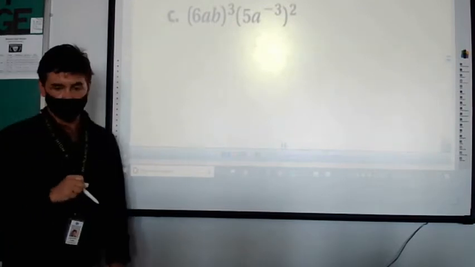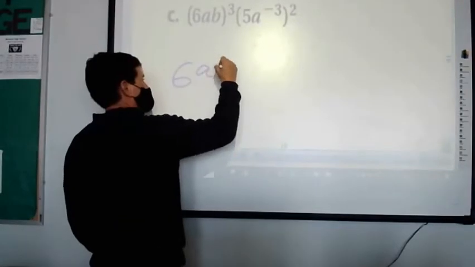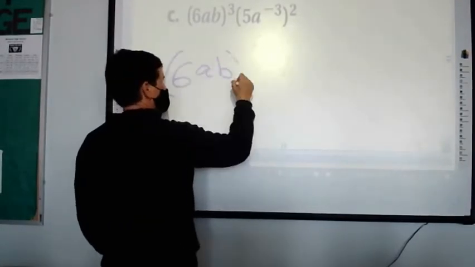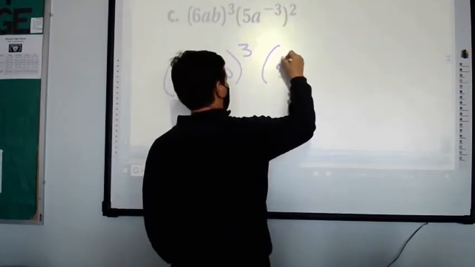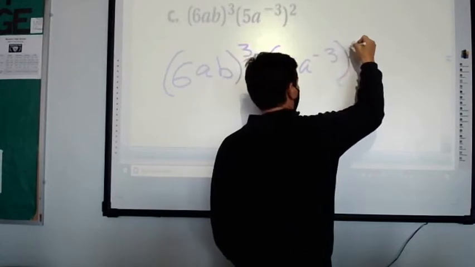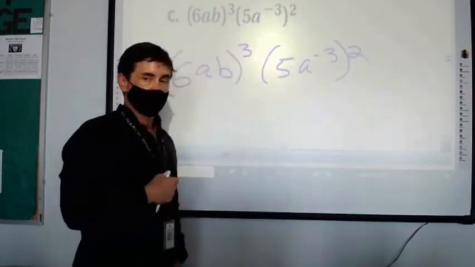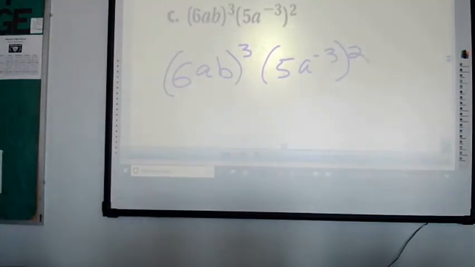Look at that beaut. Write that sucker down. 6ab raised to the 3rd power times the quantity 5a to the negative 3rd squared. Then we'll talk about it.